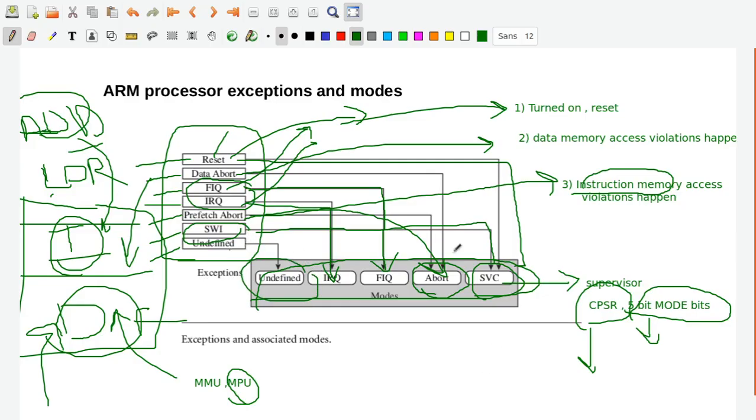There are some common modes also, as you can observe here. When the reset exception and the software interrupt exception are thrown, the processor is in supervisor mode. Similarly, when the data abort exception and the prefetch abort exception are thrown, the processor is in the abort mode, for both data abort as well as prefetch abort. You may ask, sir, how will it differentiate?